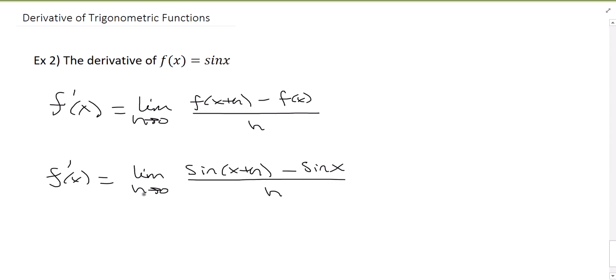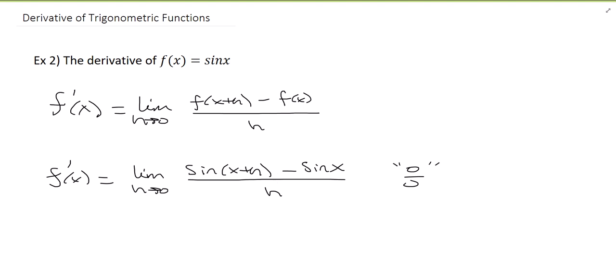And now notice that if I take the limit as h goes to 0 and plug it in, I'm going to have sine x minus sine x, which is 0 over 0. So this is an indeterminate form, and so we have to do something here. And oftentimes it's like, do some algebra. Well, what can we do?